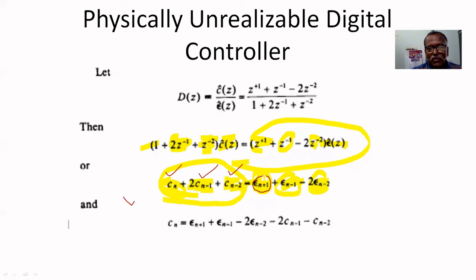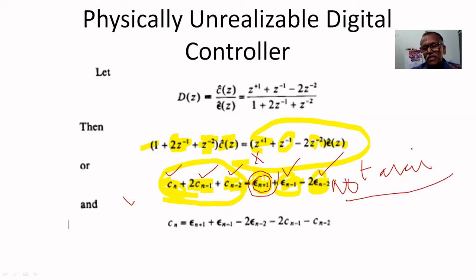This is future value. Not available. But this is old value, available. This is old value, available. This is future value. That's why not available. Not available. That's why it's not physically realizable.